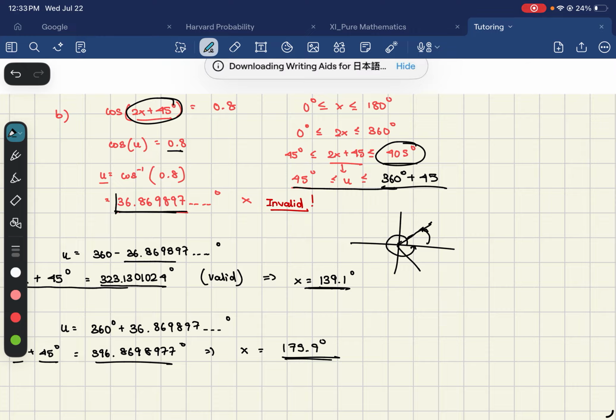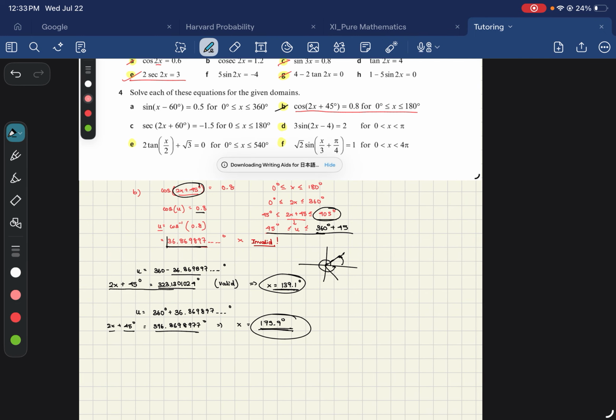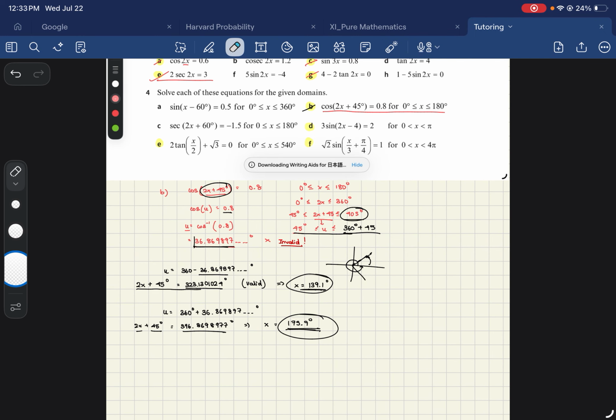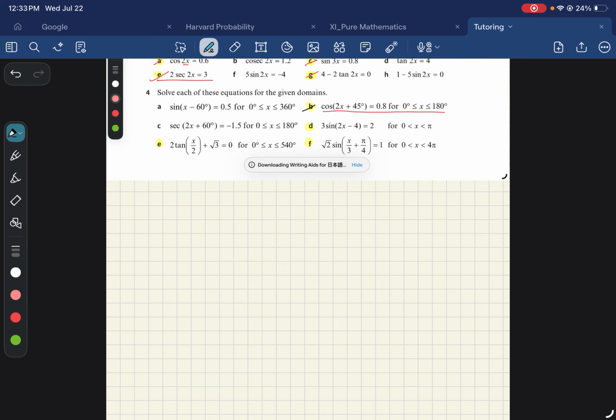To 1 decimal place is valid. And if you plug this in, cosine of 2 times 175.9 plus 45, you also get the same expression. So these are your solutions. The textbook has wrong back answers for this. All right. Quite hectic, I know.